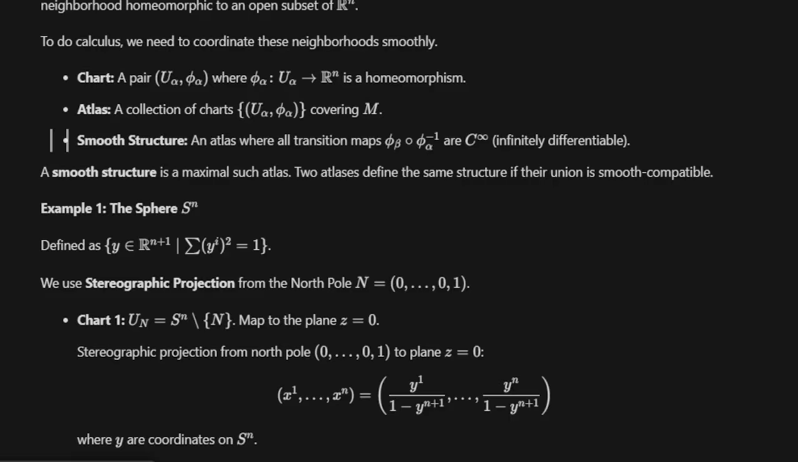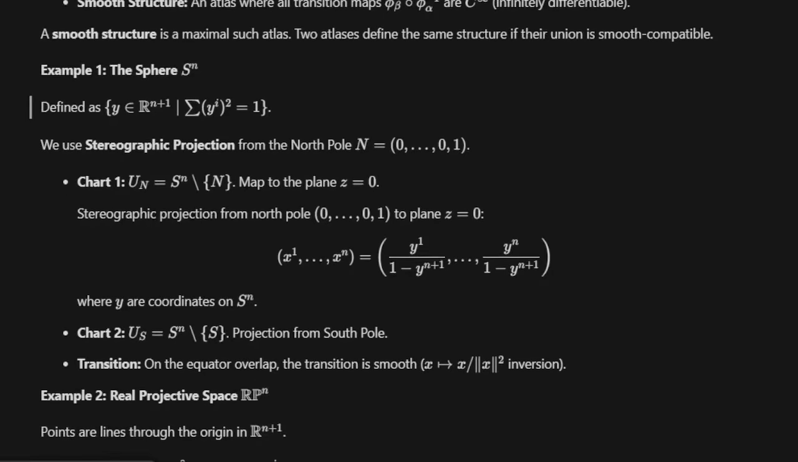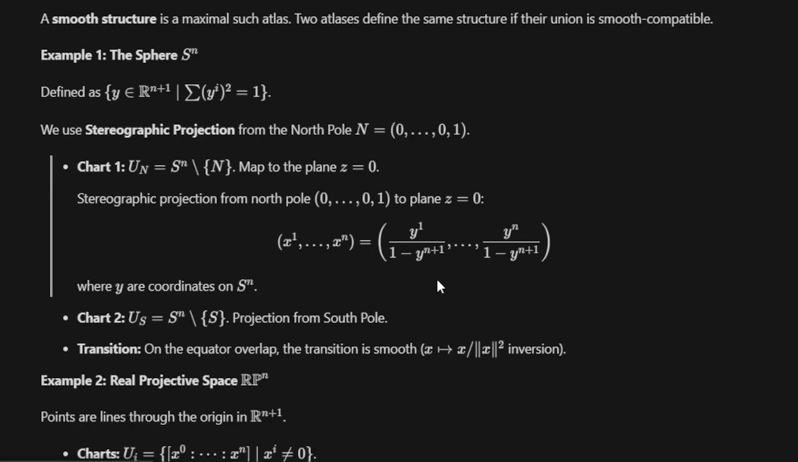So if you move from one map to the other, the transition function between them, which we'll denote as phi sub beta composed with the inverse of phi sub alpha, must be smooth, meaning infinitely differentiable. That ensures there's a smoothness property of the space that we're constructing, not just the map. So that's smooth structure.